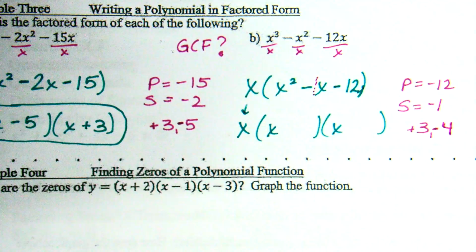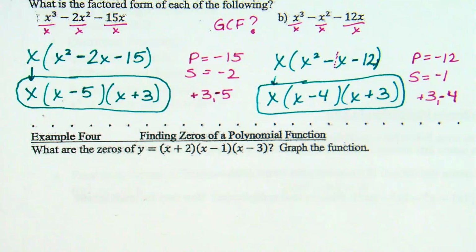Okay, moving along then. Example 4. It asks, what are the zeros of this equation? Y equals x plus 2, x minus 1, and x minus 3. And it asks us to graph the function. So we're going to sketch the function here. Zeros.